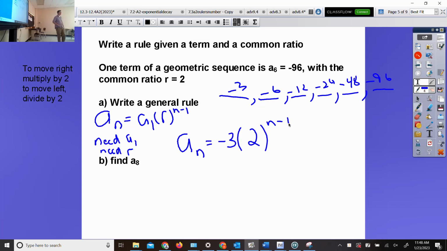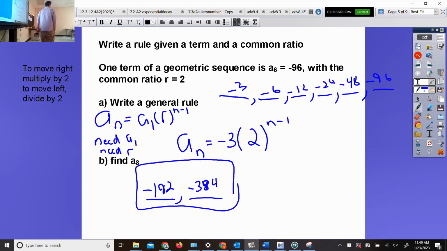Round 2 away from the answer. What's the 7th term? Negative 192. And what's the last term that we care about? Negative 384. So I was just continuing on from above. And I wanted that guy right there, negative 384.